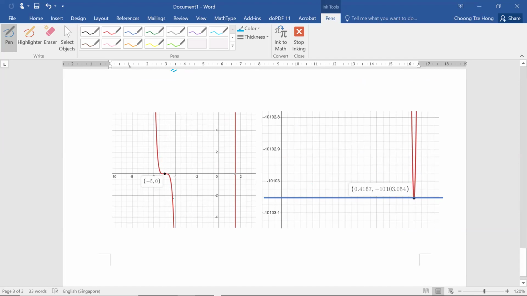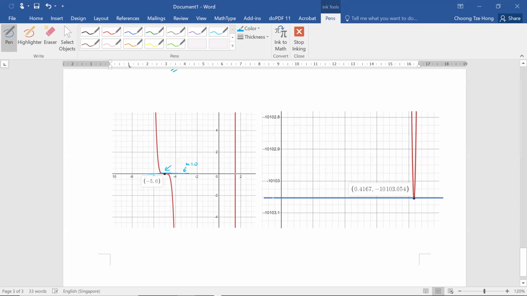So you can see over here at this point, negative 5, 0. Remember, one of the answers we got is x equals negative 5. If you were to draw a tangent, the tangent is actually the x-axis. The gradient of this tangent is going to be 0 at this point, negative 5. It's flat.